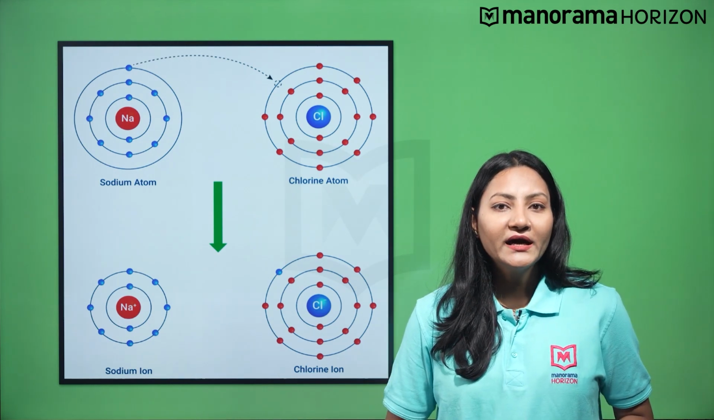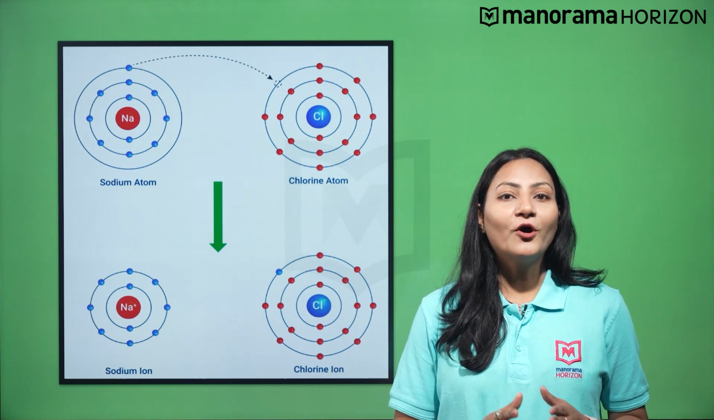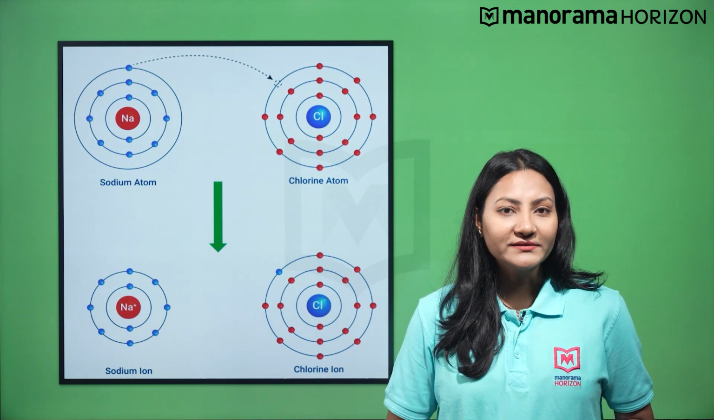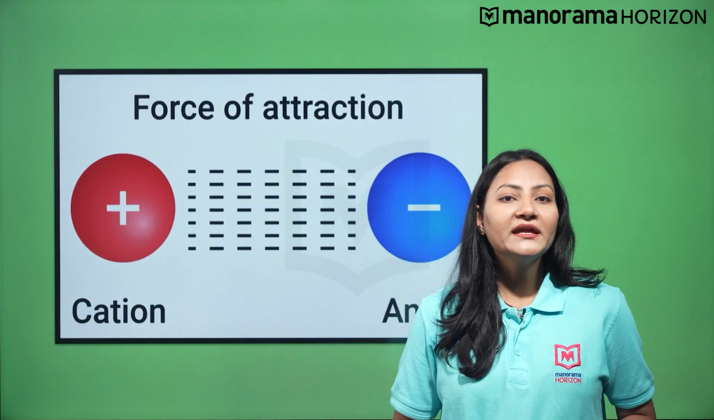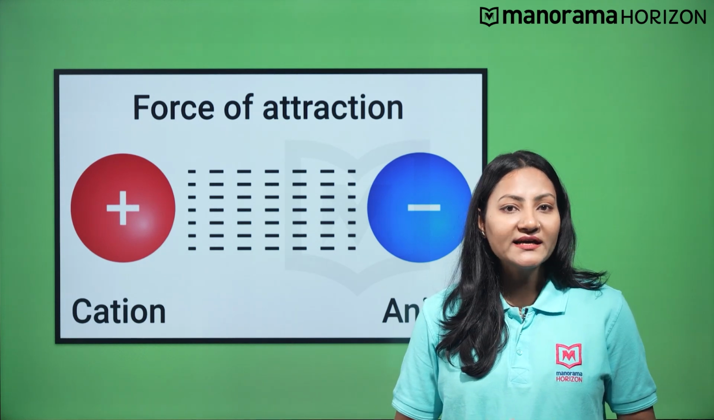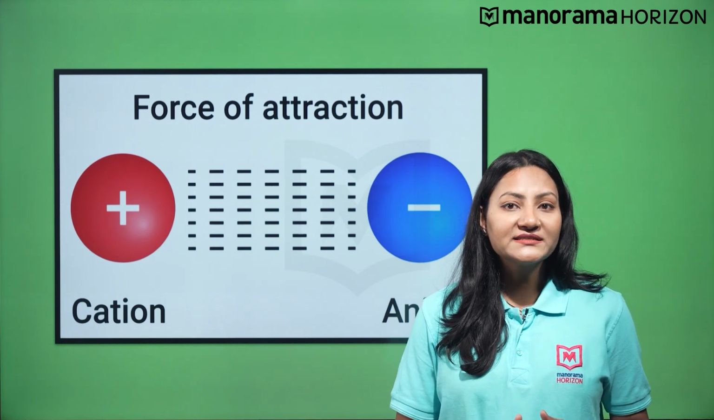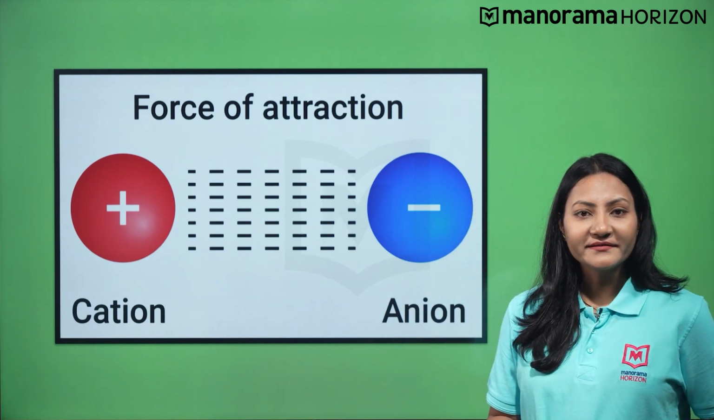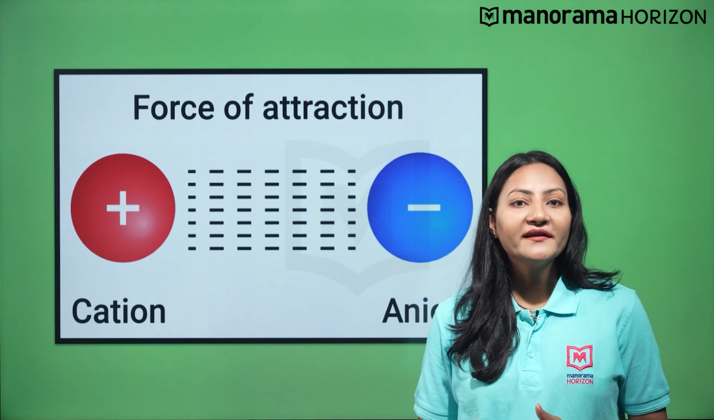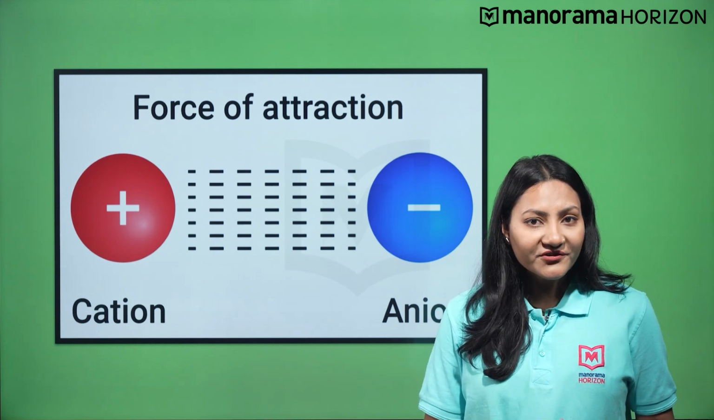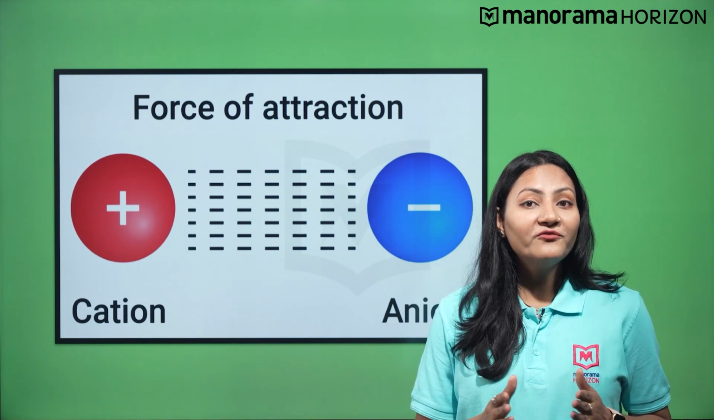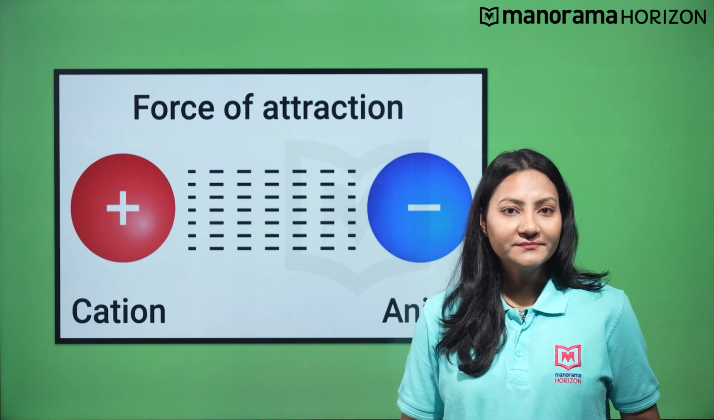Now, tell me about the type of bond formed between them. What type of force holds the ions together? You might have learned in your lower classes that positively charged ions are called cations and the negatively charged ions are called anions. A bond is formed between these oppositely charged ions as a result of electrostatic force of attraction. This bond is called the electrovalent bond or the ionic bond.